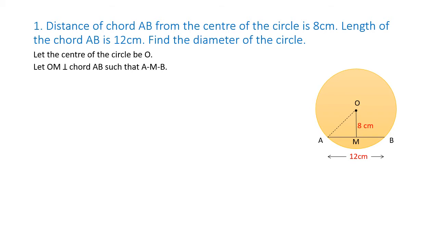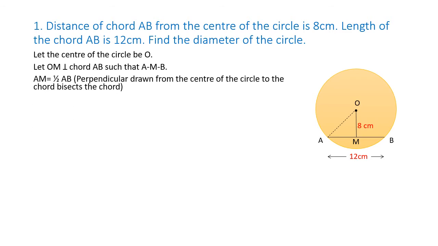Therefore, AM will be half of AB. Why? Because when a perpendicular is drawn from the center of the circle to the chord, it bisects the chord. So we write AM is equal to half of AB. We write out the property: perpendicular drawn from the center of the circle to the chord bisects the chord. It is very important to mention the property.